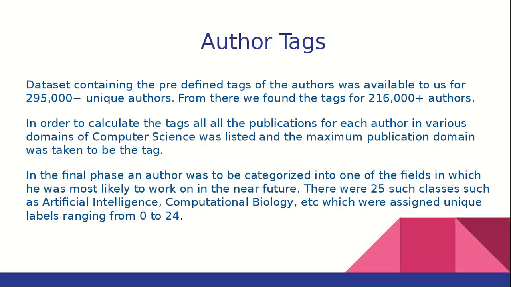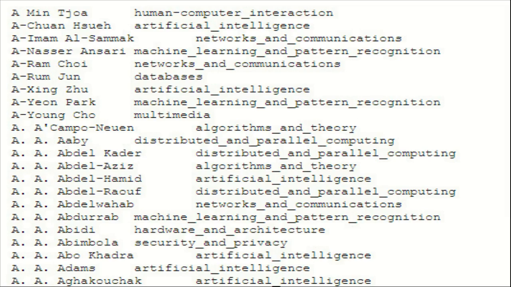There were 25 such cases in our data set. The classes were artificial intelligence, computational biology, etc. We got 25 unique tags, so we indexed them from 0 to 24. Here is an example. At the bottom of the screen, A. Adams has a tag of artificial intelligence.